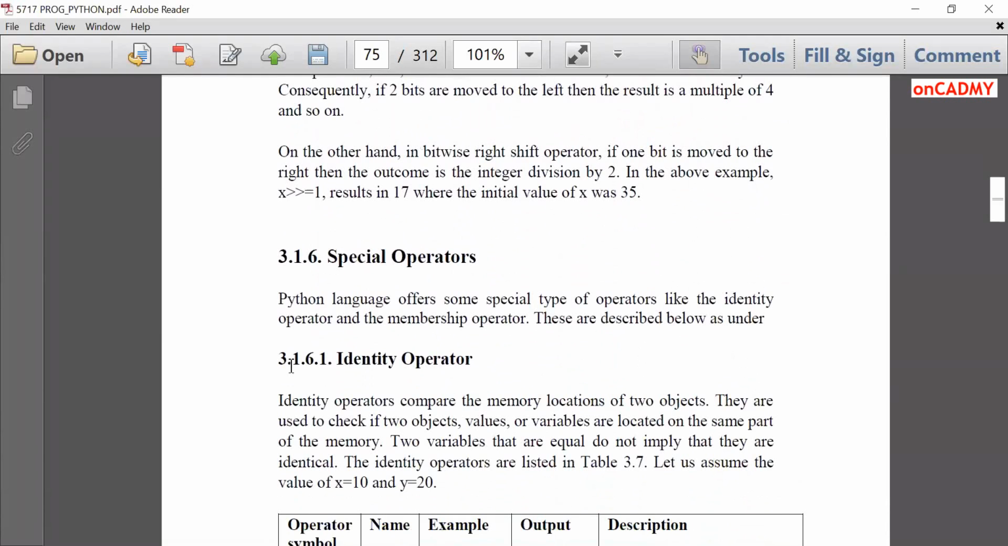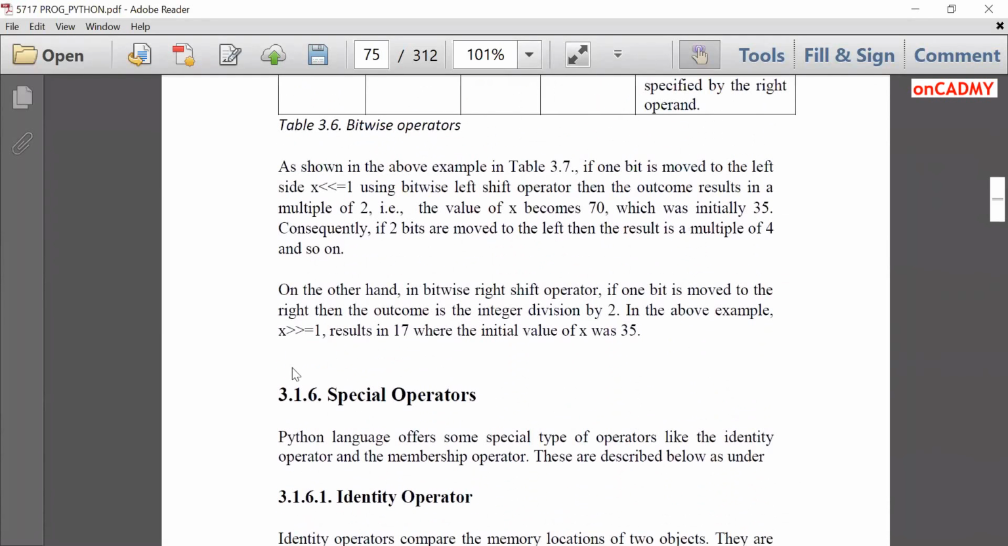So this is all about bitwise operators. In the next lecture, we'll study special operators in Python.